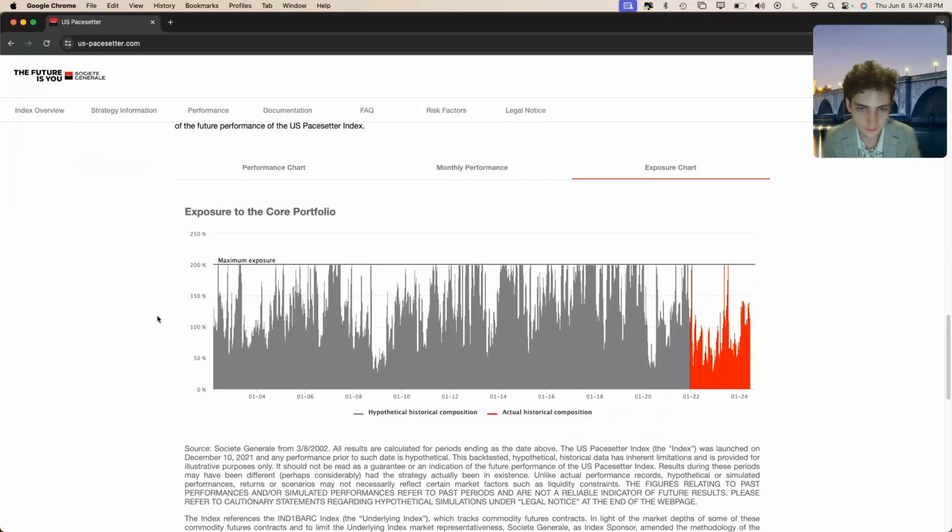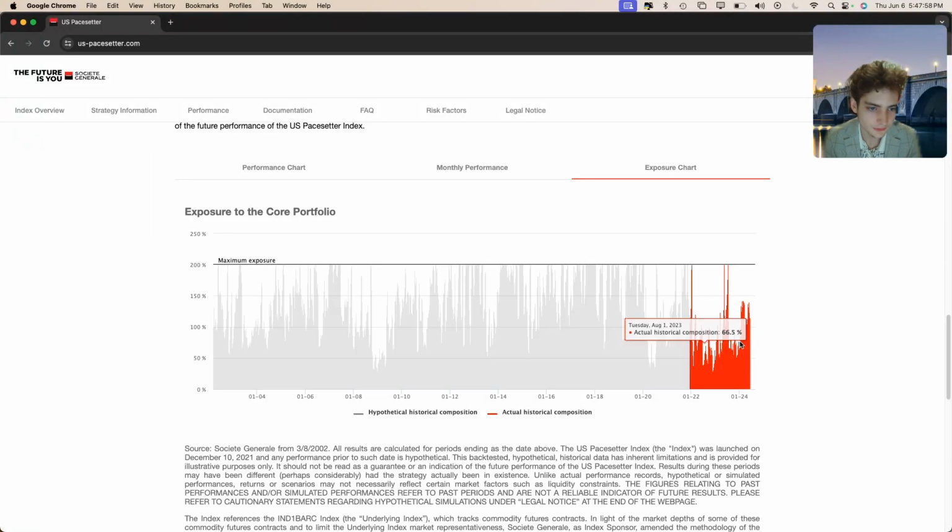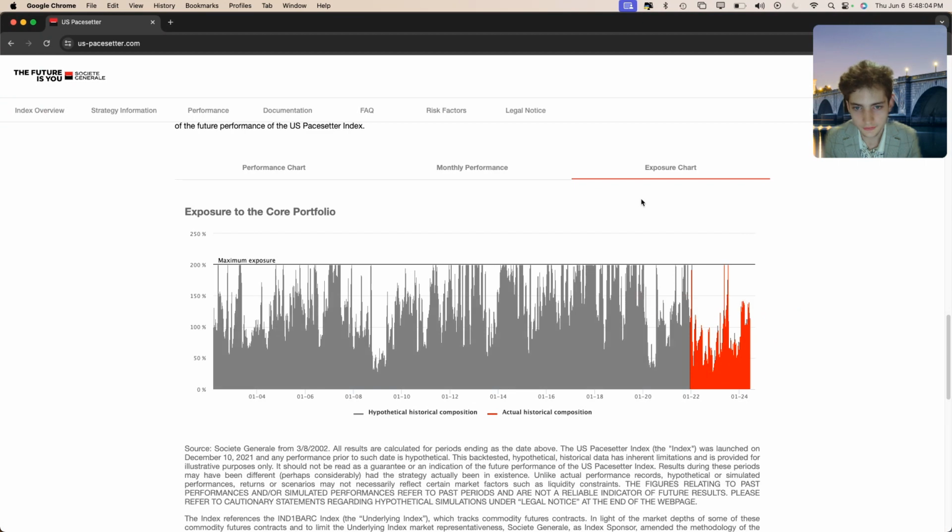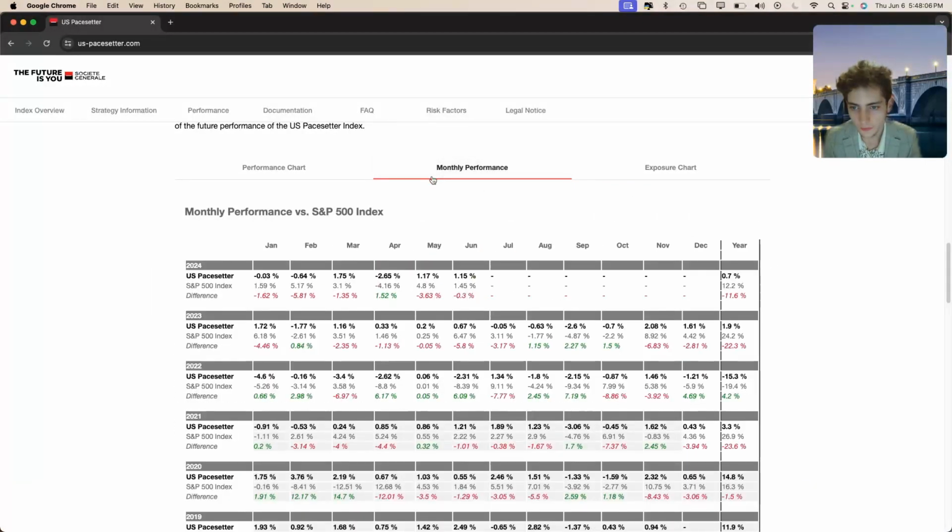So if we look at this, this is the exposure chart. This is basically the chart of how much the index is actually being invested and how much the index is being invested into direct cash. As you can see right now, it's at 110%, so it's a little over the entirety of the index is being invested.